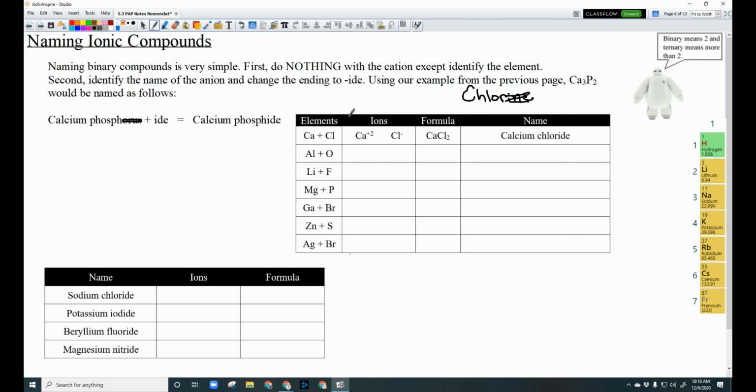Okay. All right. So let's do this example. Aluminum has a +3 charge. Oxygen is a -2 charge. So we're going to swap and drop because these don't add up to 0. So it's going to be Al2O3, which is the correct formula. To name this, it's going to be aluminum.